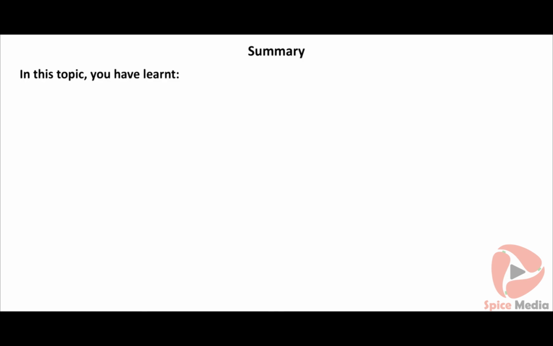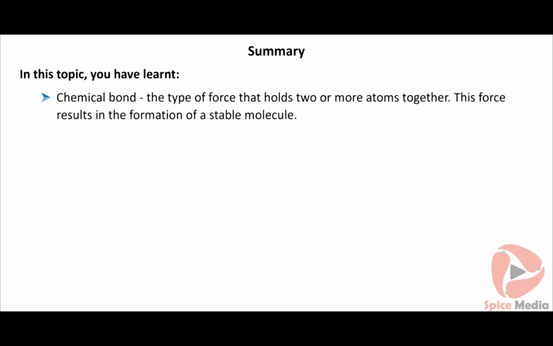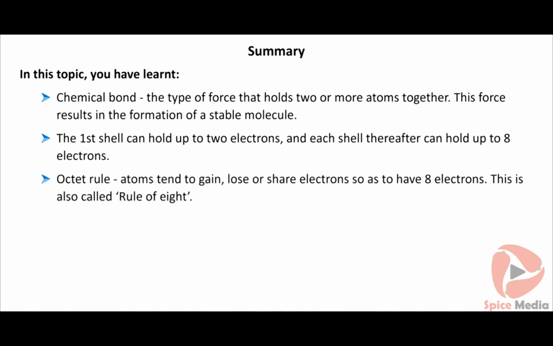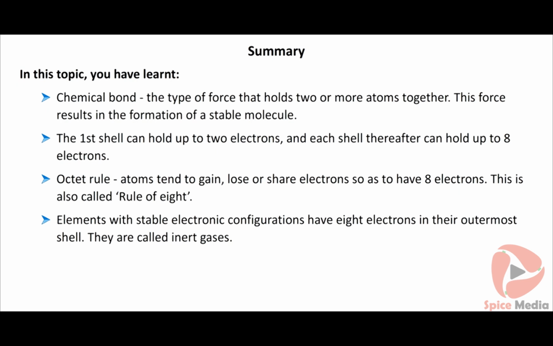In this topic, you have learnt chemical bond, the type of force that holds two or more atoms together. This force results in the formation of a stable molecule. The first shell can hold up to 2 electrons and each shell thereafter can hold up to 8 electrons. Octet rule: atoms tend to gain, lose or share electrons so as to have 8 electrons. This is also called the rule of 8. Elements with stable electronic configurations have 8 electrons in their outermost shell. They are called inert gases.